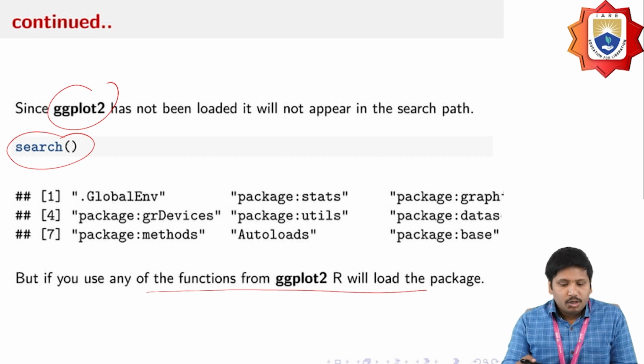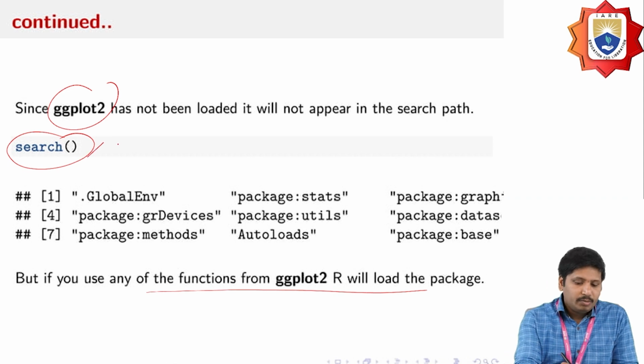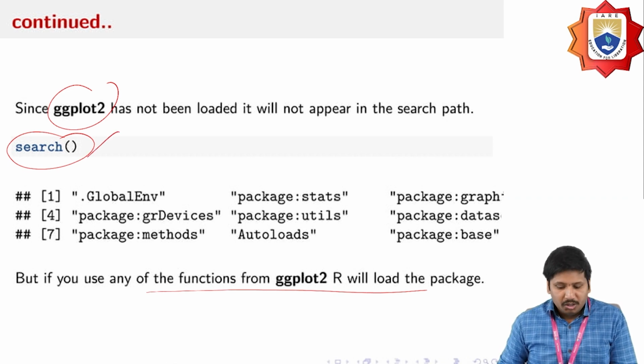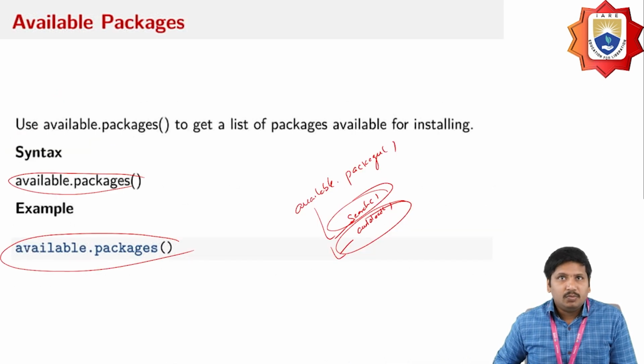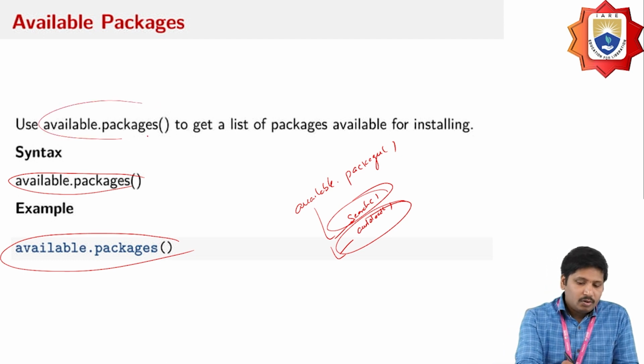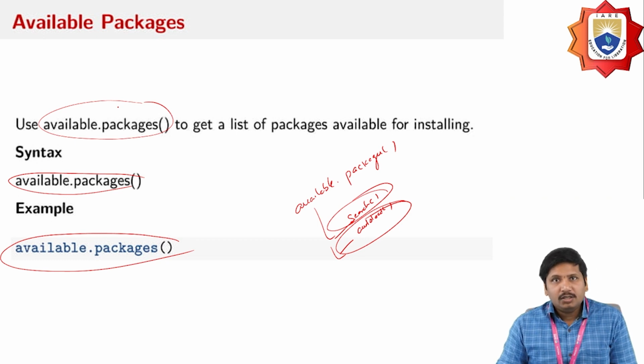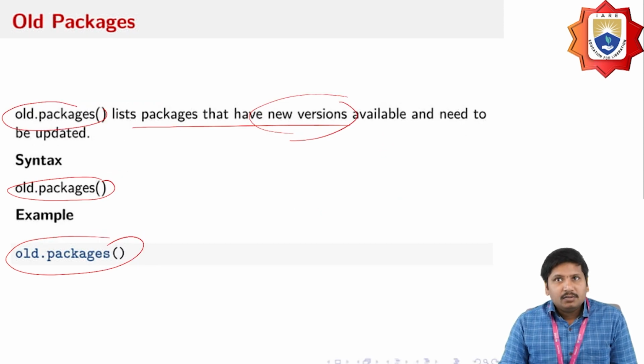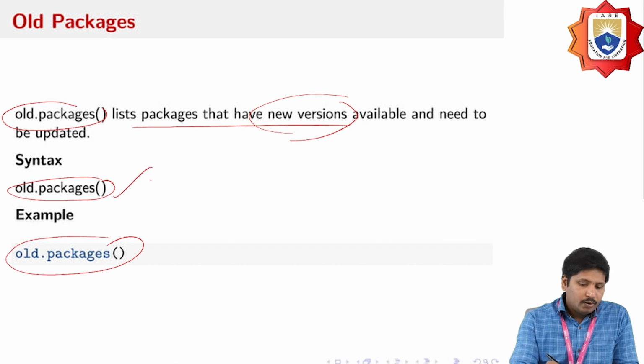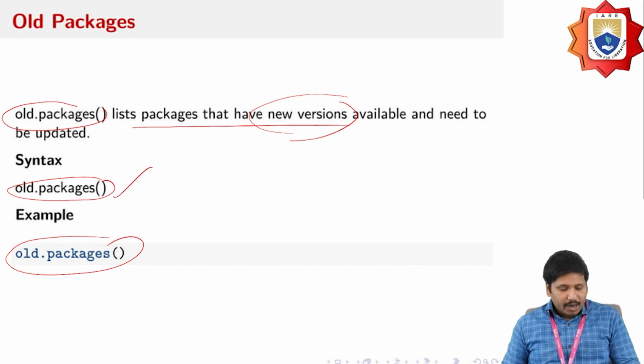In order to know which packages are attached, I make use of the search() function. The search() function is used to know which packages are loaded. The next thing is to know what the available packages are. For that I make use of the available.packages() function. And for old packages, to know which ones are already installed and need to be updated, I make use of the old.packages() function.